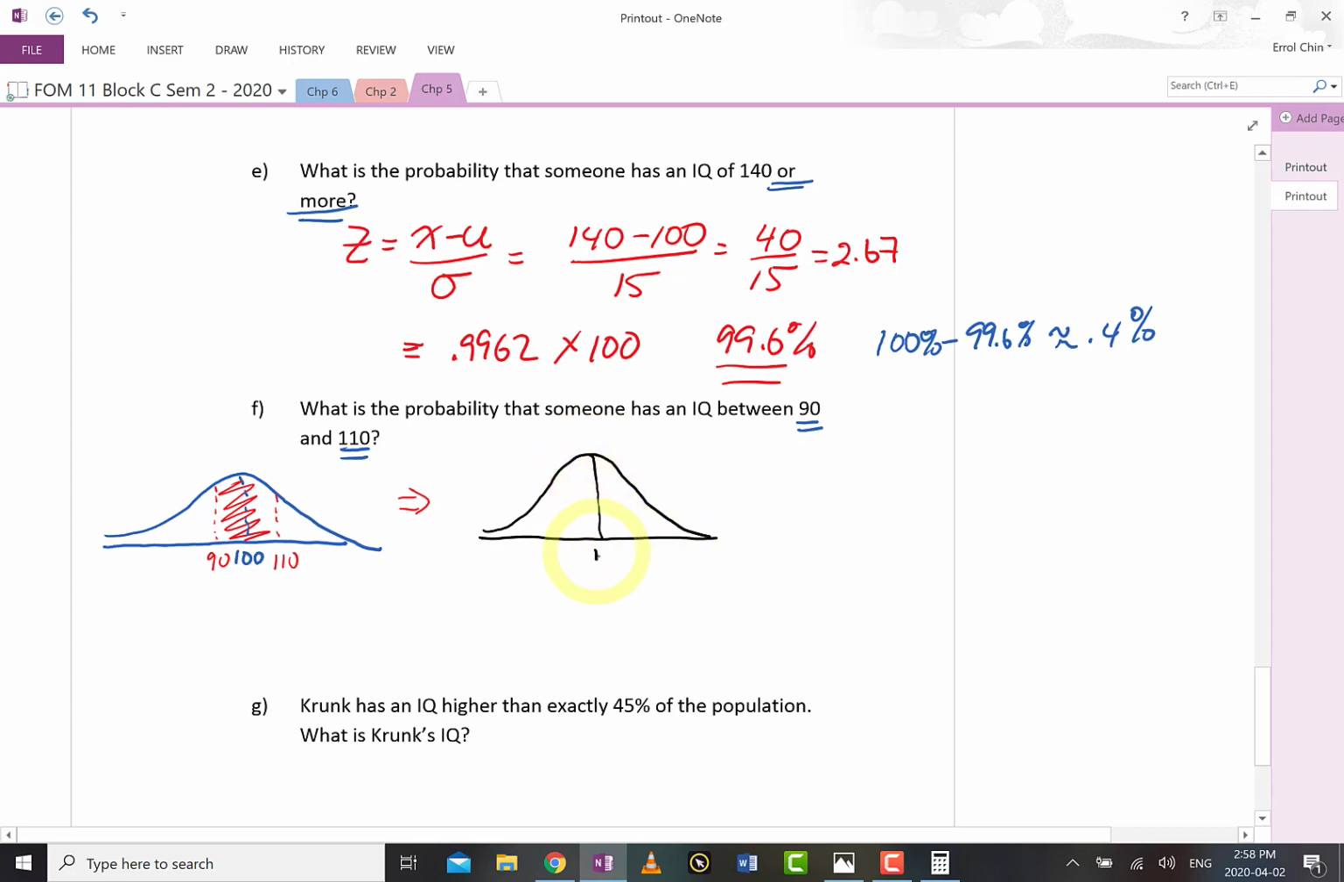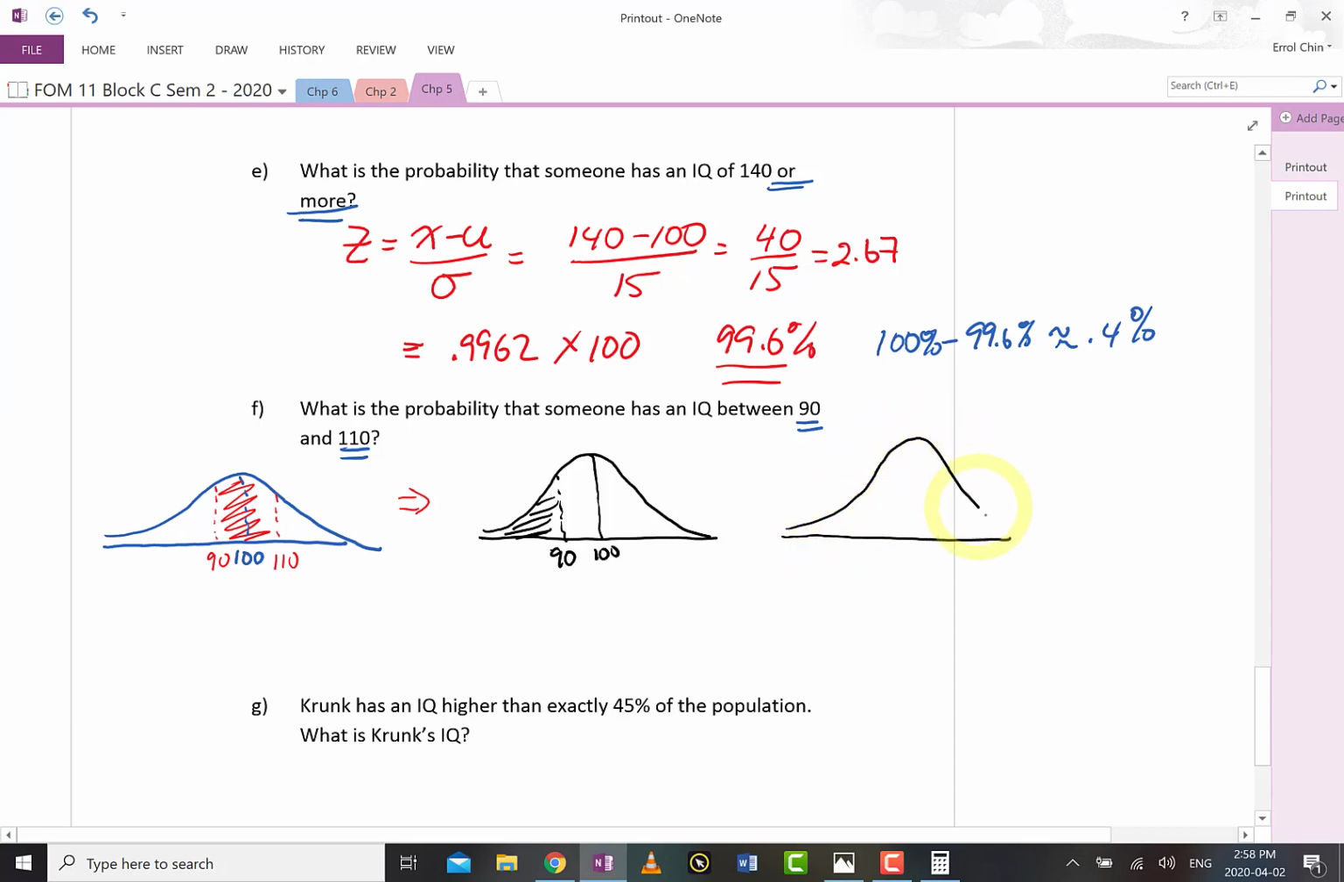We know that the mean is 100, and we're looking for an IQ of 90. The only problem is when we convert it into standard normal, it only gives us the area to the left. That's not what we want. Okay, so we have to do this into two problems. So here's the second part.